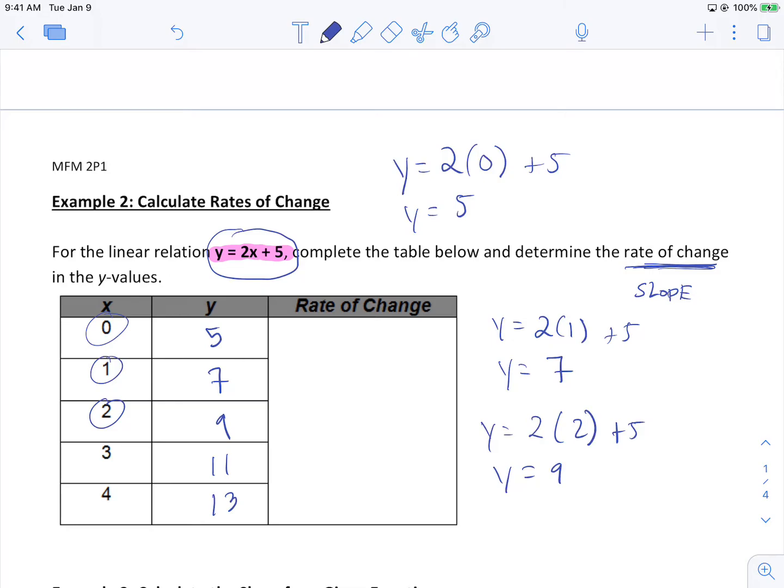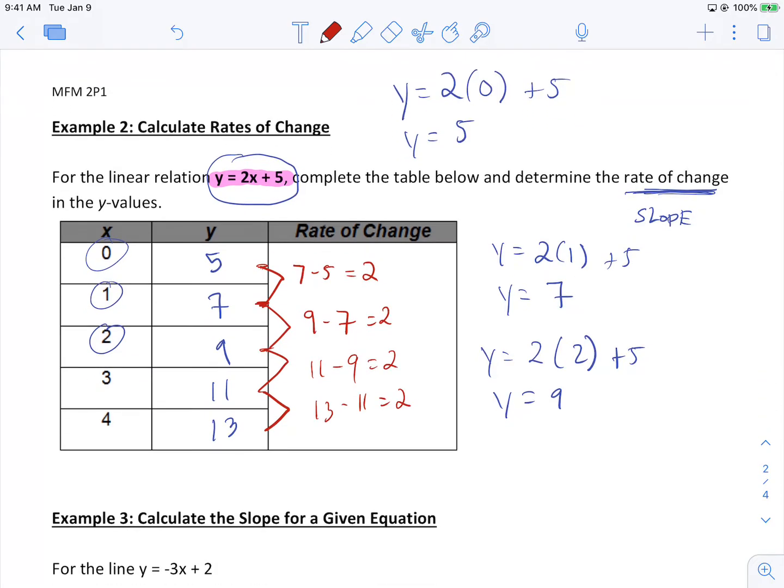Well, what I do is I start with the value below, and then I subtract the value above. So I'm going to take 7 minus 5. That gives me a value of 2. And I'm going to do that for every point. So now I'm going to start with my 9, and then I'm going to take away my 7. So for this, I got 9 minus 7. That also equals 2. And I could keep going. 11 minus 9 equals 2. 13 minus 11 equals 2. That gives me my rate of change.